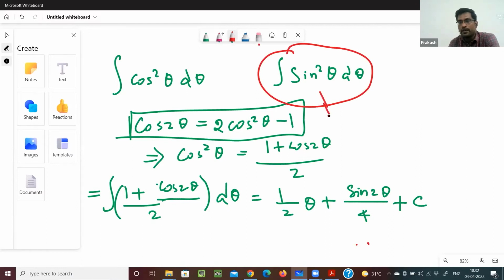For sin square theta, we know cos 2 theta is equal to 1 minus 2 sin square theta. You just need to use this trigonometry identity to evaluate this integral. So I gave only two simple examples. We will solve some other examples also.